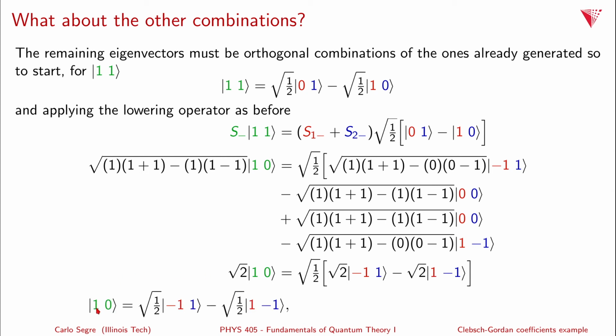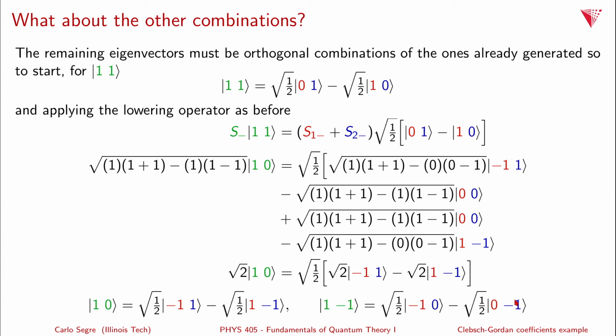So that state, the 1, 0 state, is equal to 1 over the square root of 2 times |1, -1⟩ minus 1 over the square root of 2 times |-1, 1⟩. We now do a further lowering, and we can get the state |1, -1⟩, which must be orthogonal to the state |2, -1⟩. And it turns out it's the same thing, you have a minus sign instead. So you have 1 over the square root of 2 times |0, -1⟩ minus the square root of 1/2 times |-1, 0⟩.